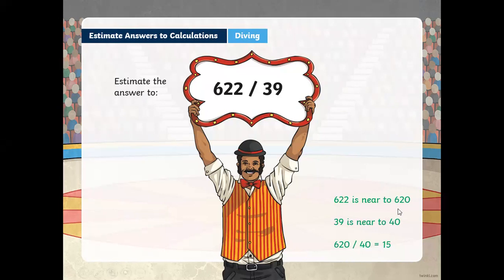622 is near to 620, or 600. And 39 is near to 40. Okay? So the answer is 15. Very good, Matute. Now, remember, if it is less than 5, you round to the next lower zero. And if it is more than 5, you round to the major zero.